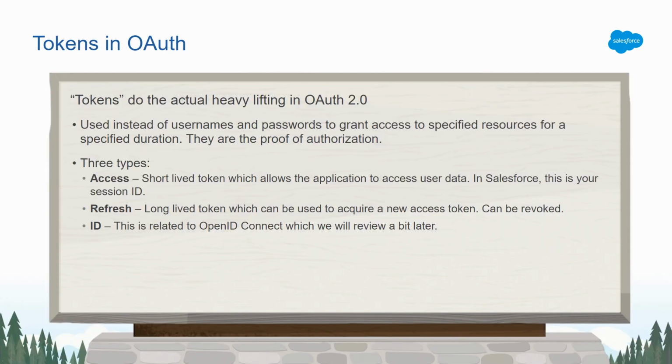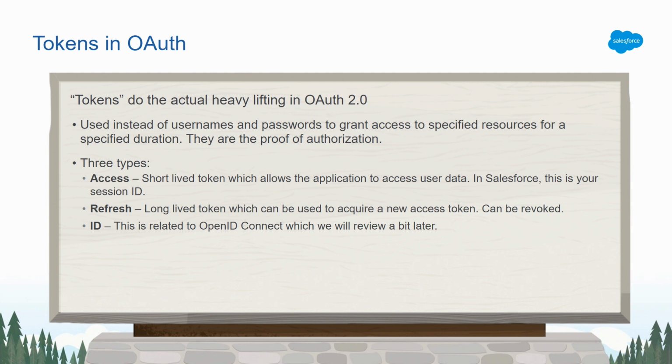So then, if usernames and passwords are not being used in the OAuth flow, then what's being used? The answer is the token. Tokens are the basic building blocks of OAuth, and they do all the heavy lifting for you. They are the proof of authorization. There are 3 types of tokens.